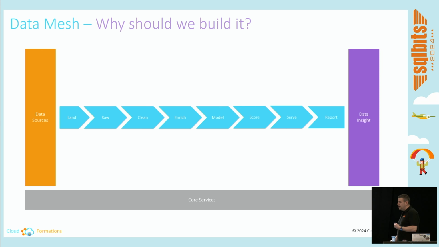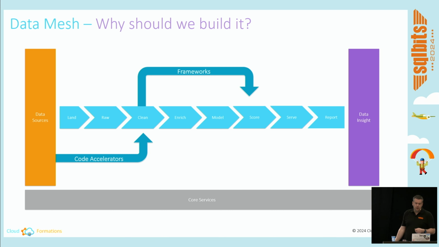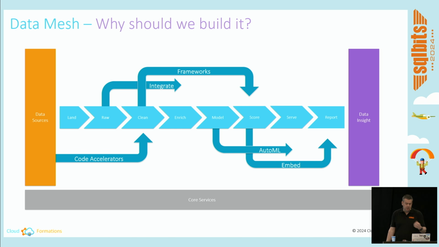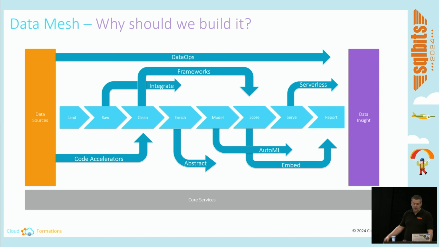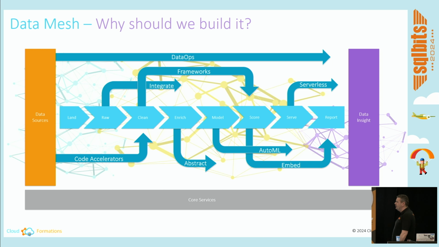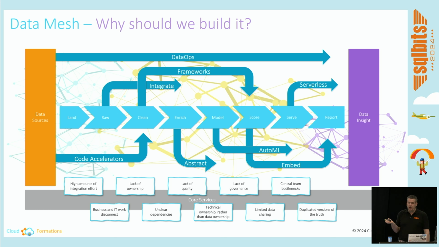So to get there, we have tried over the years to implement frameworks and code accelerators to integrate and embed and use things like AutoML and abstract things and using serverless and everything that ends in ops, DevOps, DataOps, MLOps, make my dinner ops. But ultimately, what we could say is that there's a lot of good technical maturity in here, but we could argue that we end up with a bit of a monolith. Not necessarily wrong, but what it does mean is that in that monolith we see a lot of common problems.